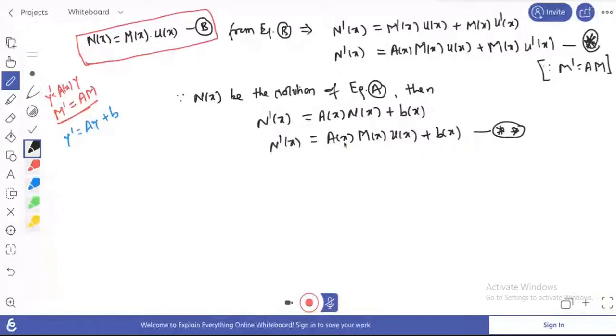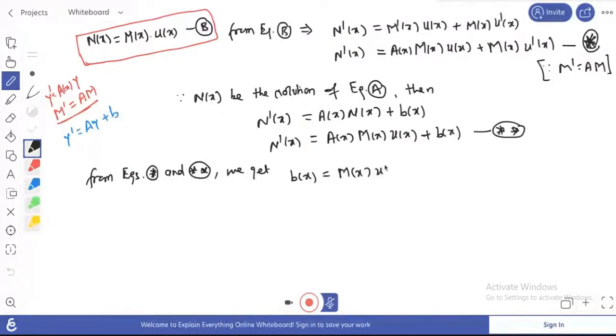Now from equation star you see that this Nx prime is this thing, and from double star this Nx prime is this thing. The left hand sides are the same, so equating the right hand sides, the first term is Ax Mx Ux, so here AMx Mx Ux plus Bx. Comparing these two, from equations star and double star, we simply get Bx equals Mx U prime x for all x that belongs to the same interval.